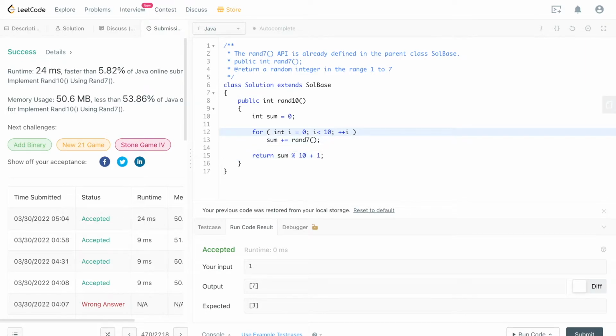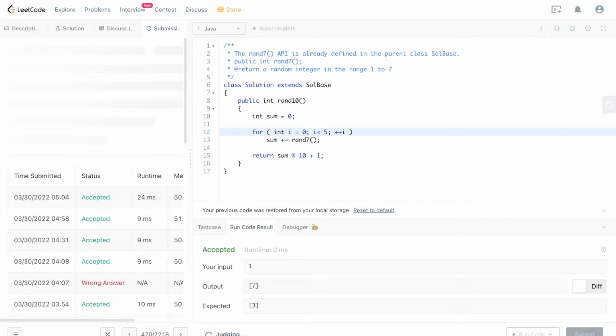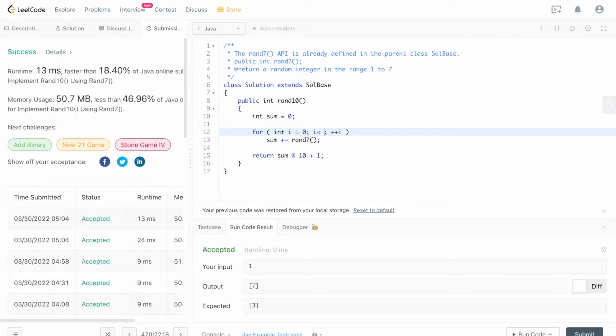I don't have to necessarily do 10. I could do 5 here. If I only called Rand7 5 times, it'll still work. And let's say I made it 7 times. Well, this will still work. Okay, so let me just show you why this isn't actually correct.